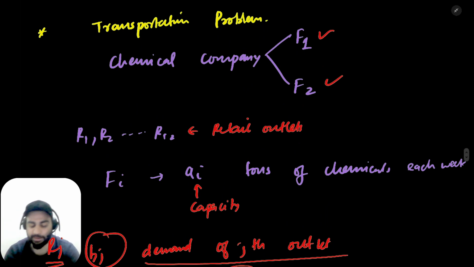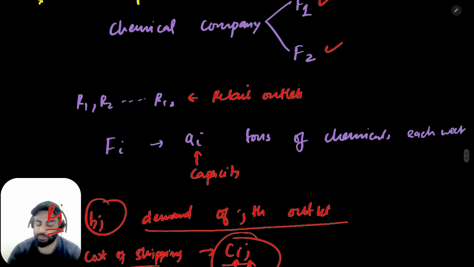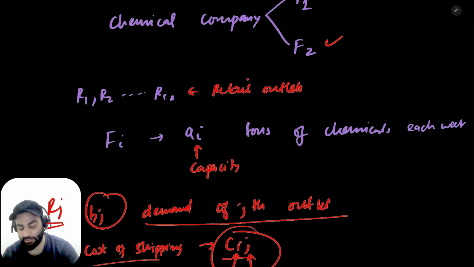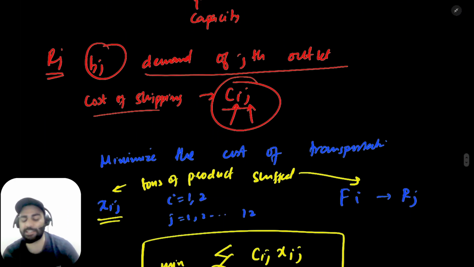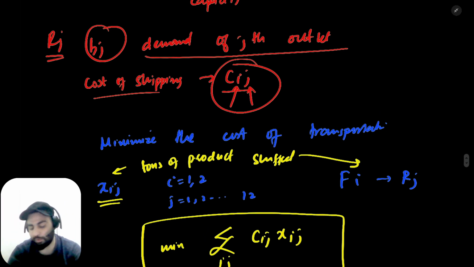Again, read it in the problem. We had two factories, F1 and F2, and 12 retail outlet stores, R1 to R12. Then we have the capacity: factory i produces Ai tons of a chemical each week. Cij is the estimated shipping cost if we want to ship 1 ton of product from factory i to outlet j.